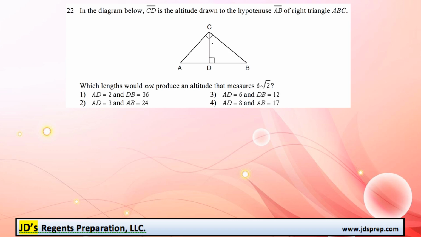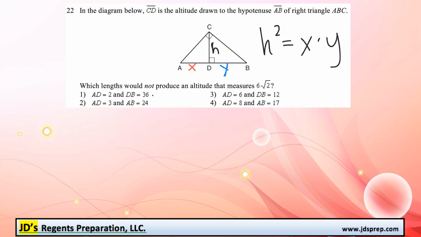So if we label the distance of the altitude as h, and let's call this distance here x and this distance y, we know from the theorem that h squared is going to equal x times y. Now we're going to be using that to help us figure out which one of these is the correct answer.